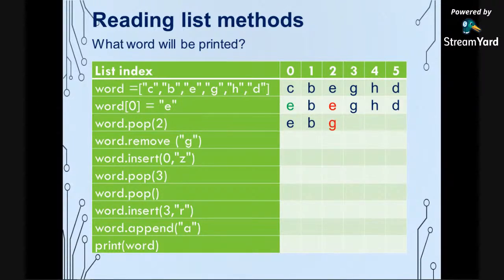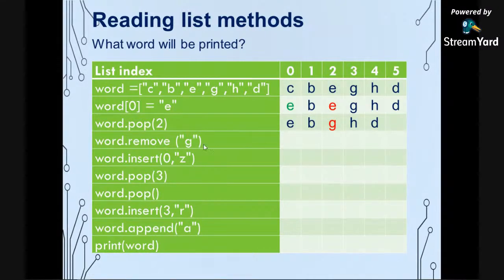So I'll put in G, and then H, then D. And now you'll notice there's nothing in word 5, index 5. And if we were to ask to change word index 5 into something, it would come up with an error because the list is not as long as that anymore.